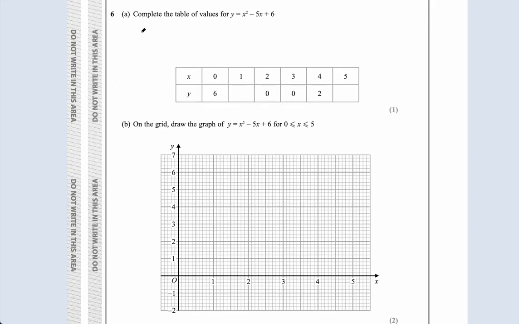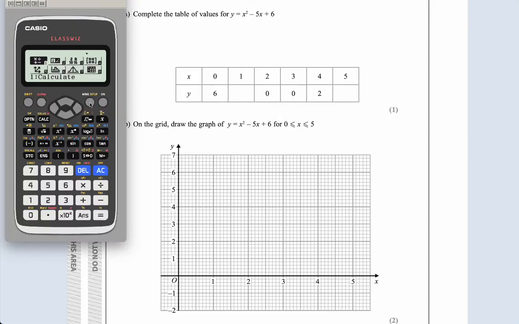Okay, question 6. So it says complete the table of values. Now you could, guys, just sub 1 in there and sub 5 in there and you'd get the answers, but just to be safe, the best way to do this is using the table. So we go to table, which is number 9. We write in x squared minus 5x plus 6. We press enter. We press enter again because we're only doing one graph. We start at 0 because this guy starts at 0, and we end at 5, and the step is 1 because we're going up in ones. Press enter, and it gives you the values.